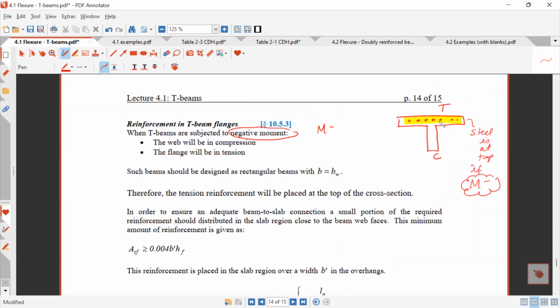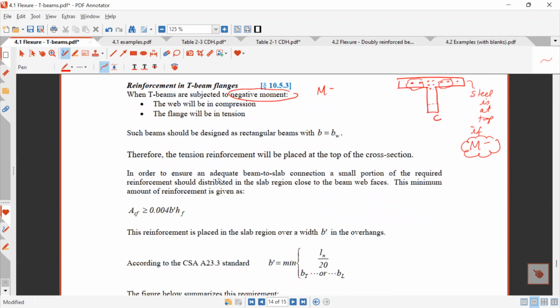So you do your analysis. You would analyze this like a rectangular beam. Here's the compression side. Then you would determine the amount of steel that you need to place here at the top. But what the code is saying is you don't just take all the steel and put it right here. It's telling you to place a certain amount of steel on the outside, in these flanges.